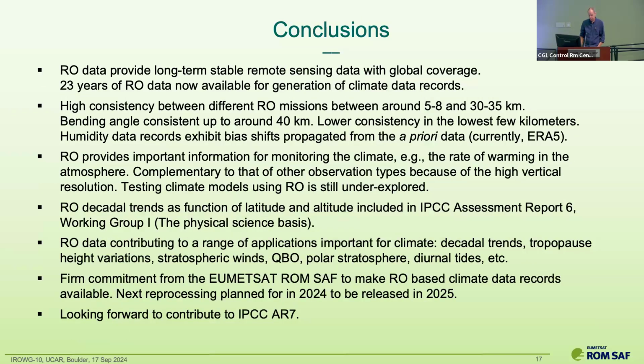Yes, so conclusions. We have this data record, 23 years by now, with high consistency between our missions in certain regions, and a little bit lower consistency in other regions. Humidity data, we see some bias shifts here and there, not in the data record itself, which propagated from the background data. Climate model testing is still a bit underexplored. We should have a clear focus on it.